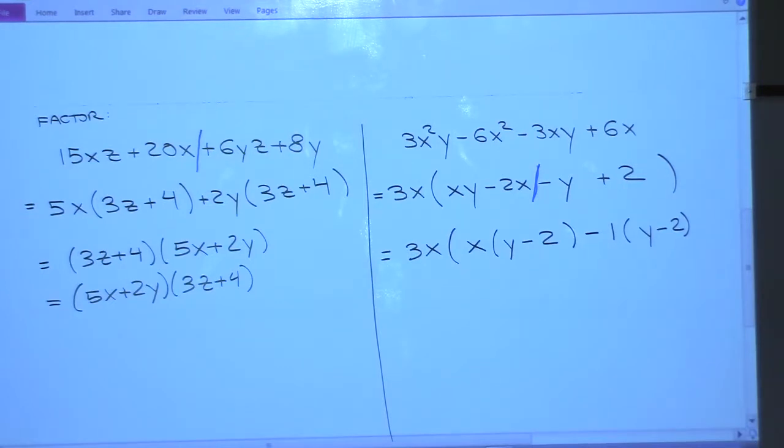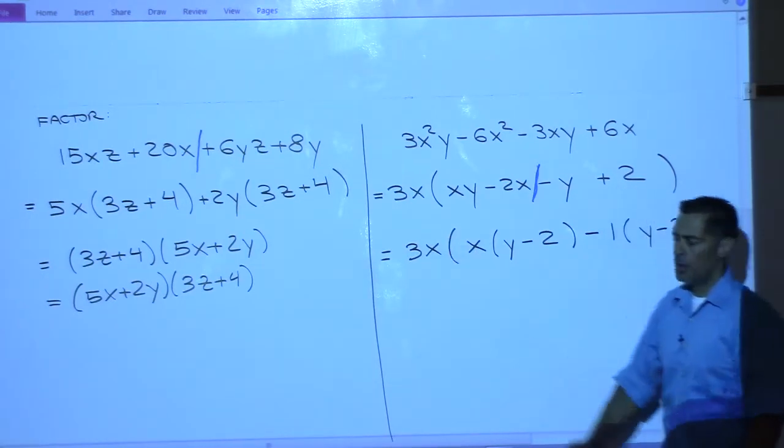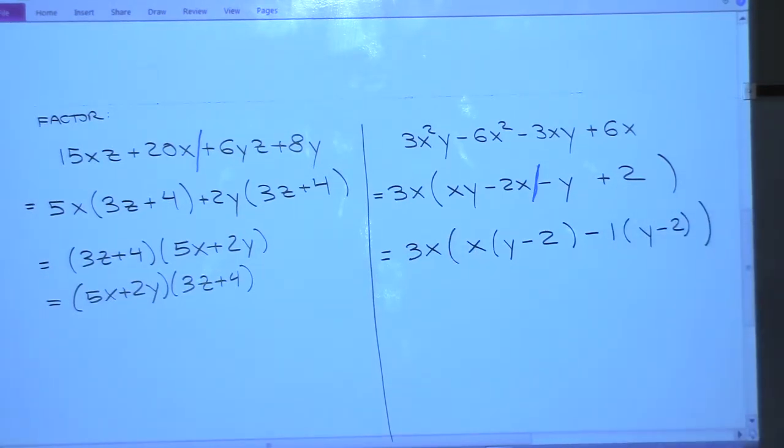Okay. Now there's one more thing, Rodrigo. I think you know what it is that I'm missing. I have to close the parenthesis. Okay, that parenthesis right there closes off this parenthesis. That's it. Okay.